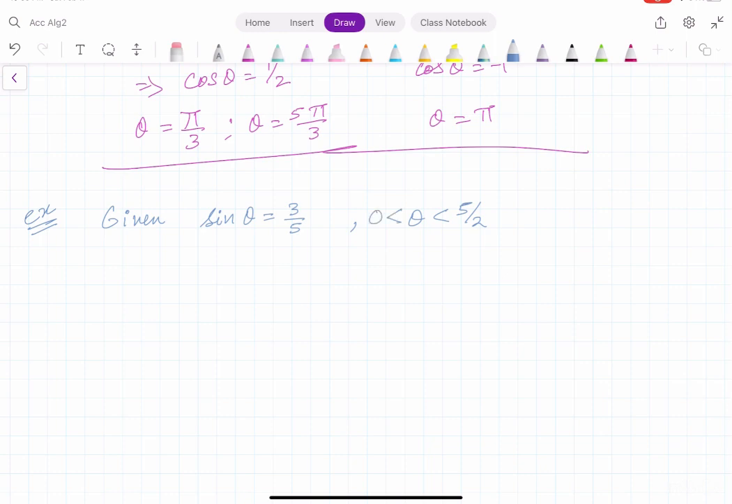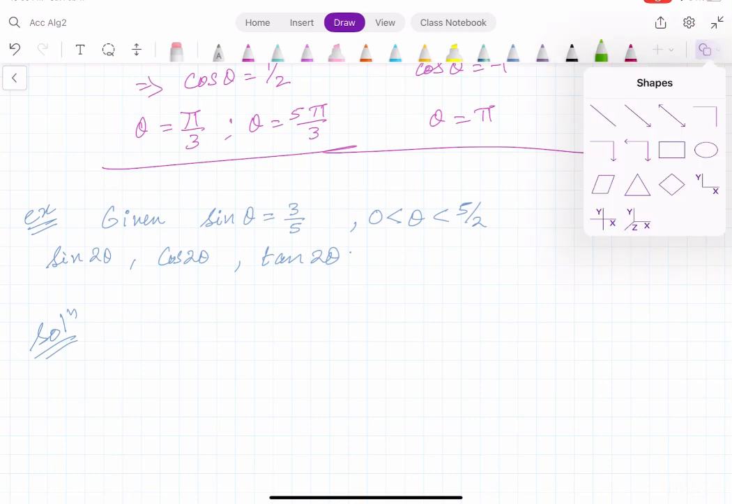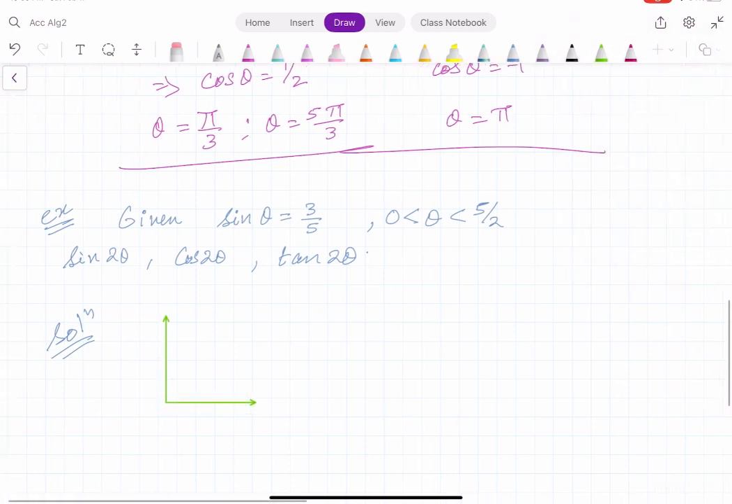Now in the second problem, we have sine theta is equal to 3/5, and they have given us that theta should be less than π/2 but greater than 0. With this information, they want us to calculate sine 2 theta, cos 2 theta, and tangent 2 theta. All of these can be figured out if I can create a triangle on the coordinate plane. We know sine theta is opposite over hypotenuse. So if we can get the adjacent, then calculating all the double angles will be easier.